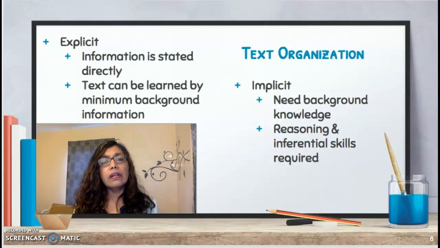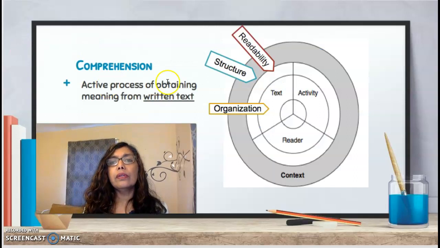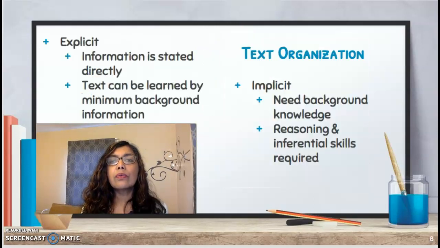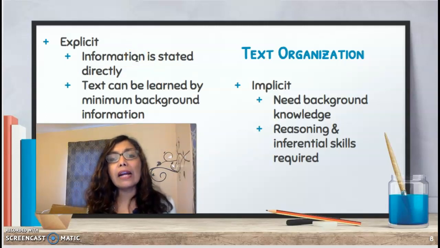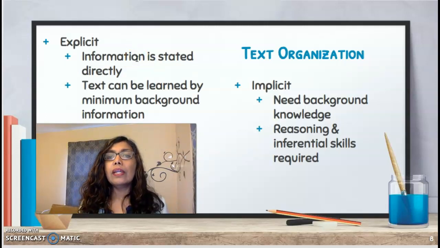So another category that we talked about: readability, and structure. Now we're going to talk about the organization of the text. A text can be organized either explicitly, where the information is stated directly in the text and the student might need minimum background information. When a text is implicit, the student needs background knowledge and reasoning and inferential skills.